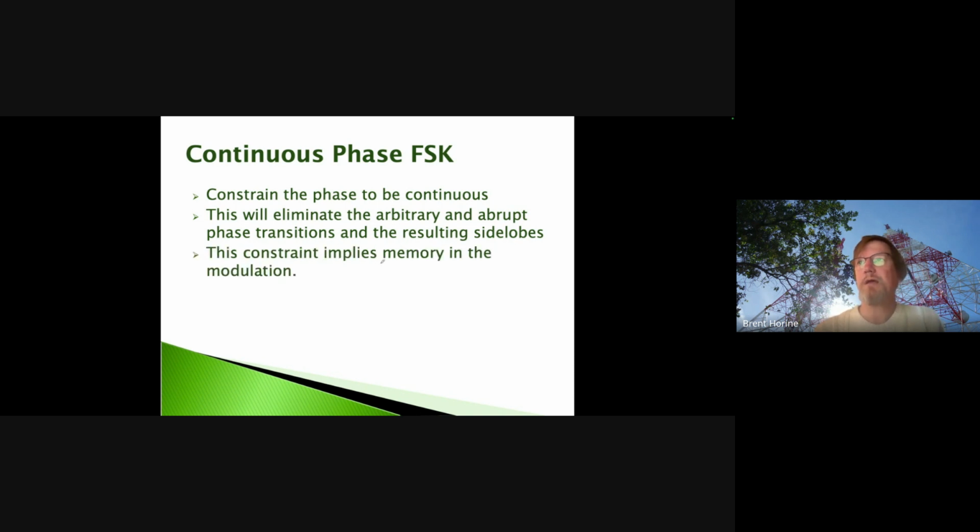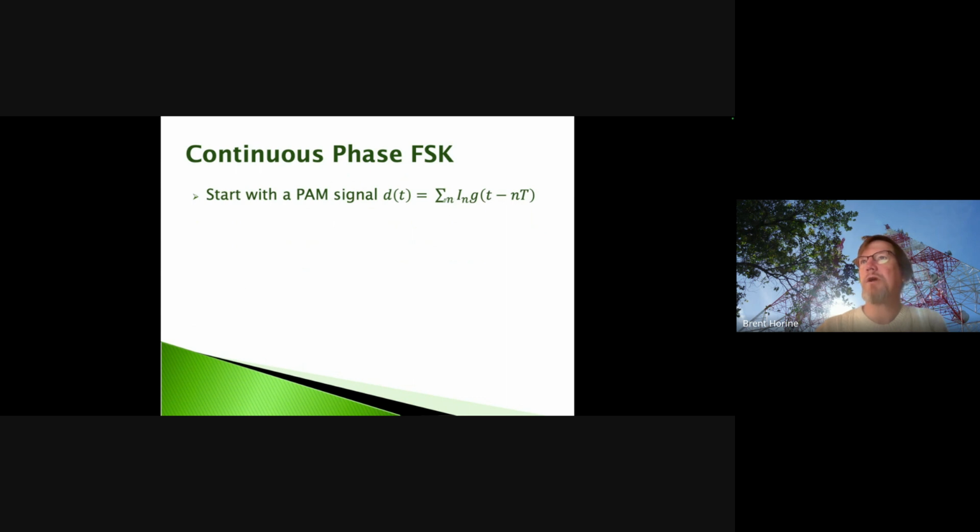This constraint implies memory in the modulation. If we're going to constrain the phase to be continuous, then we've got to remember what the phase was at time t, so that when we're creating the waveform at 2t, we can match that phase up. So we've got to have some memory. That's why we took that little diversion to talk about memory. All right, so we can start with this pulse amplitude modulated signal. I'm going to introduce some new notation here.